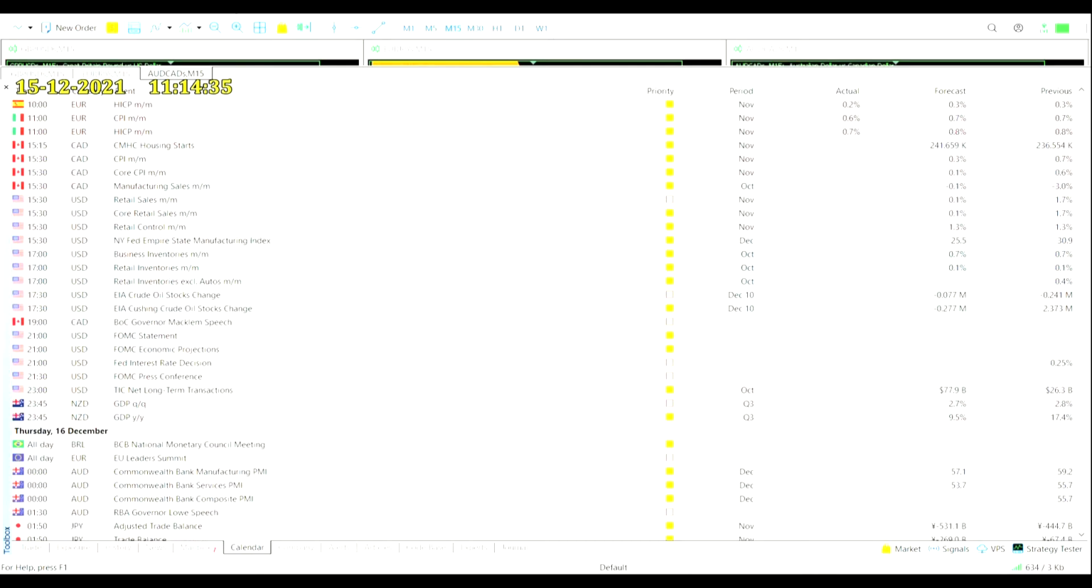But there is still plenty of American numbers coming in, most of them at 3:30. Canadian CPI and manufacturing sales, the US dollar retail sales, core retail sales, the New York Fed Empire State Manufacturing Index, they're all 3:30. And then more US dollar numbers at 5 o'clock, retail inventories, business inventories, month on month. The big kahuna is at 9 o'clock though. I don't think we'll still be trading then.